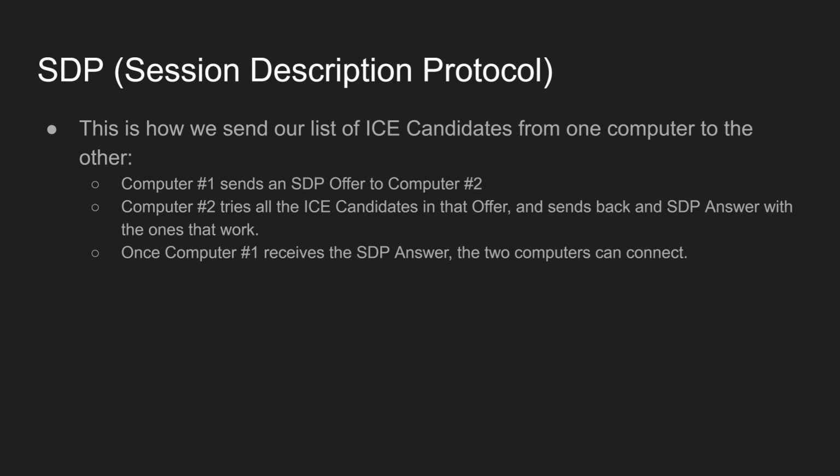Basically, the session description protocol involves writing down the ICE candidates as a string of text, and somehow sending it to the other computer as what's called an SDP offer. The second computer looks at that offer and says, let me try each of these ways of connecting to the other computer. And it goes, that one doesn't work, that one doesn't work, ooh, this one works. And it sends back an SDP answer with a list of the ones that do work. And once computer number one receives that SDP answer, now the two computers can connect.